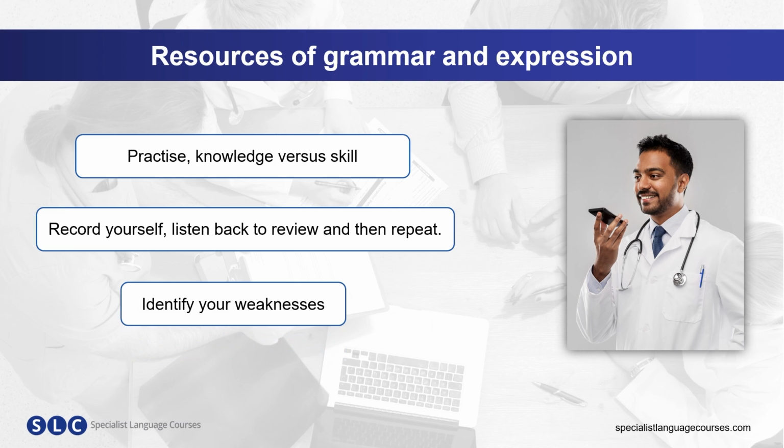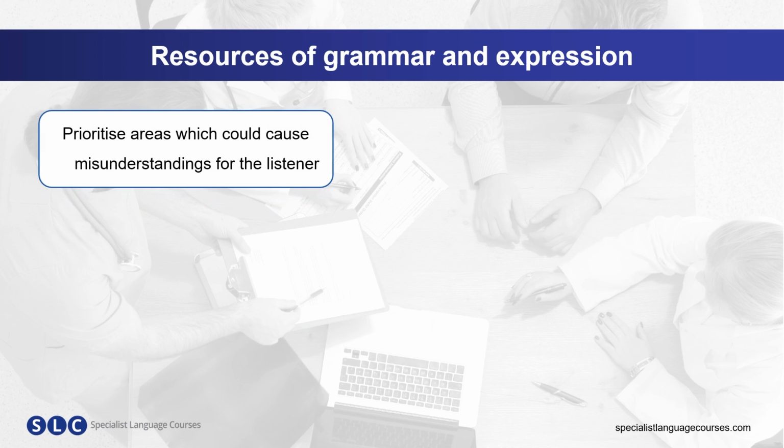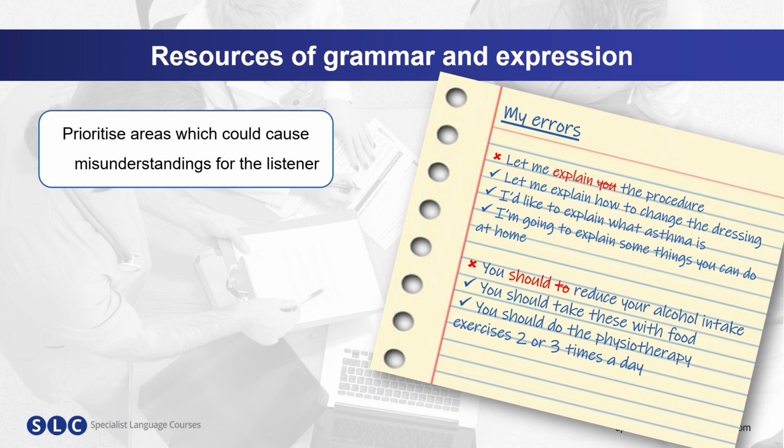Identify your weak errors and common errors to review. When you have identified your weaker areas, it is important to prioritize areas which could cause misunderstandings for the listener. For example, are you using the correct verb tense? Or has it changed the meaning to something you haven't intended? Make a note of your errors and write lots of example sentences with the correct language and say them out loud to help you remember.